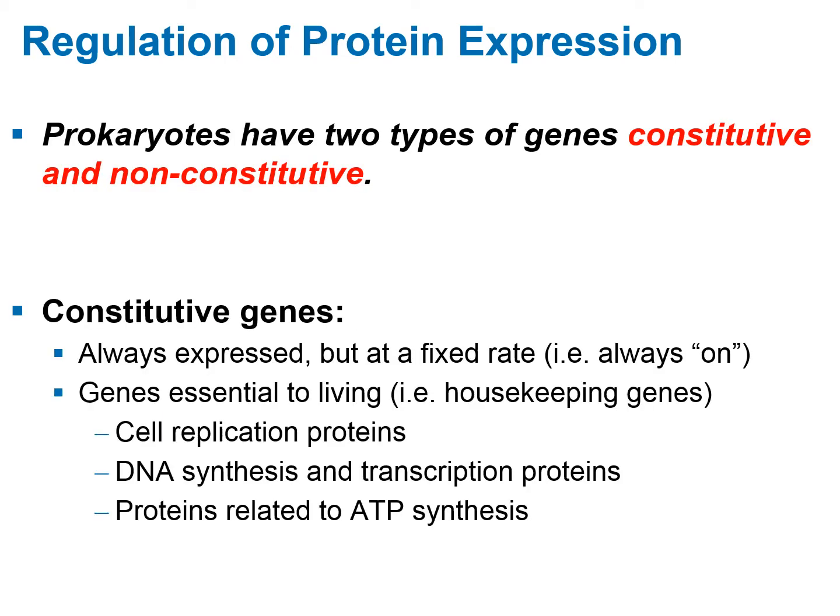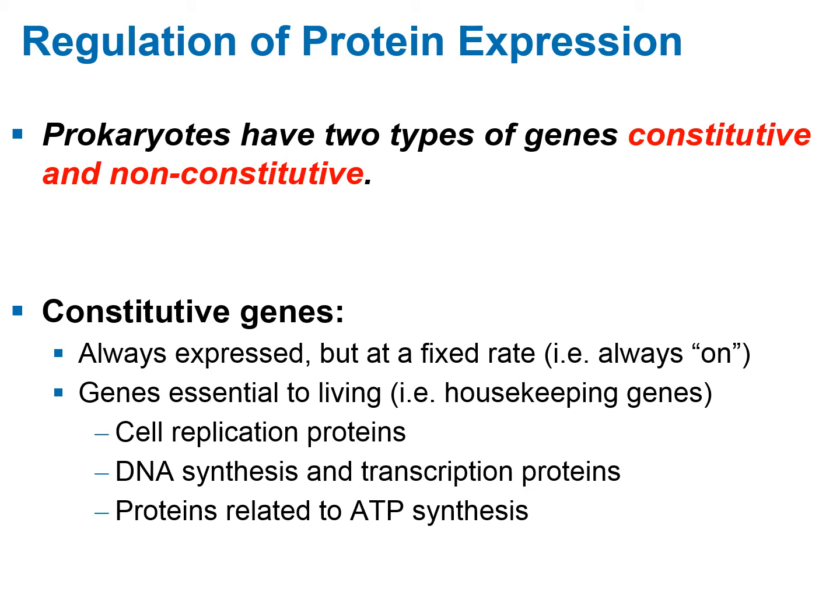You see, prokaryotes have two types of genes. They have the constitutive genes and the non-constitutive genes. Constitutive genes are always on. So when we say on, we mean that they're being expressed. So constitutive genes are always expressed, aka they are always on, but they're expressed at a fixed rate.